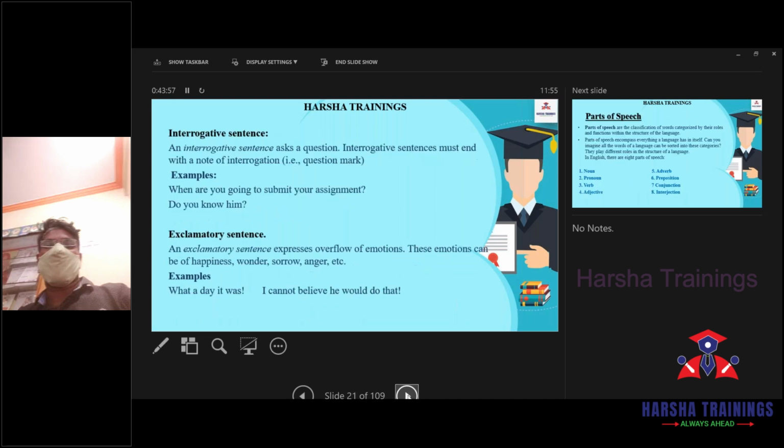Okay. Right. Now, coming to interrogative sentences. Interrogative sentences are questions. That's it. To be very simple, they are nothing but questions. So they must end with, obviously, a question mark. This we have learned, right? Questions always end with a question mark. So what are the different examples? What is your name? That's also an interrogative sentence. Which school are you from? Where do you live? Or, when are you going to submit your assignment?